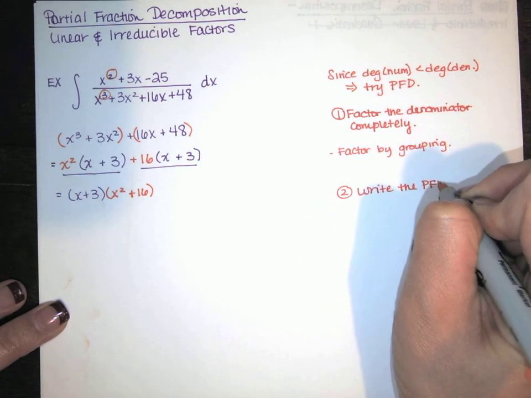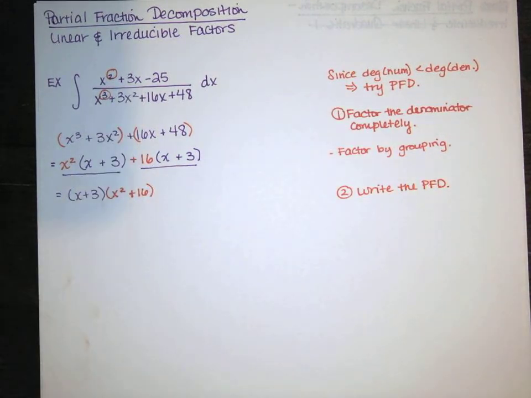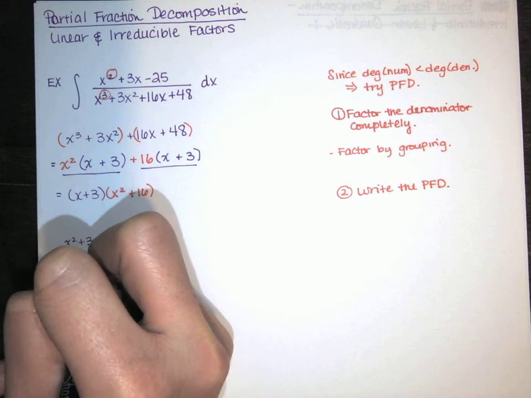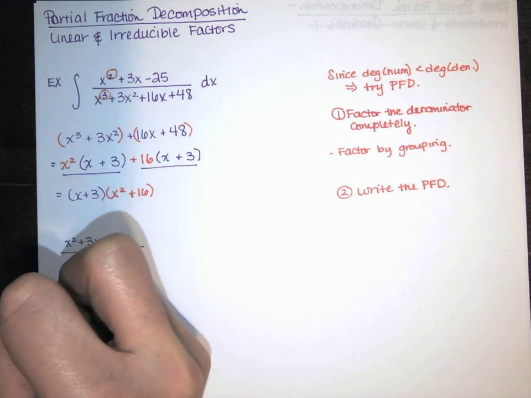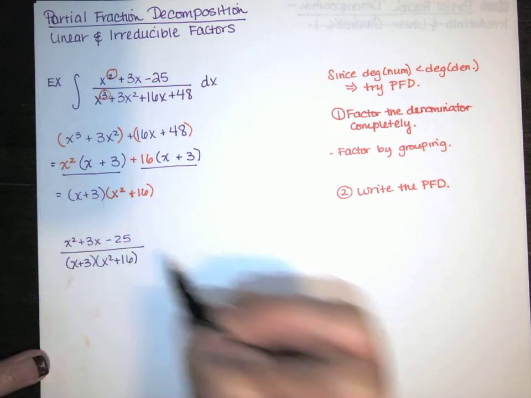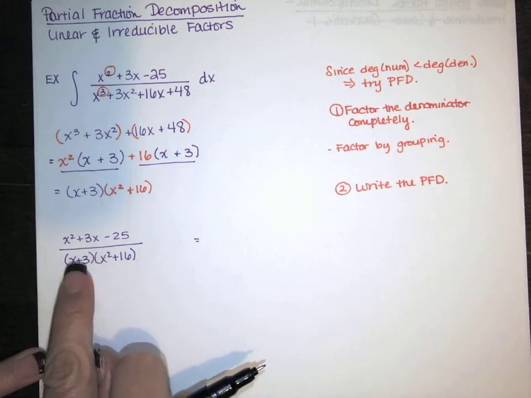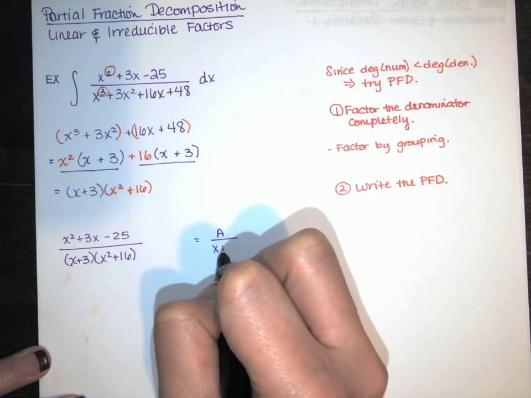So you're basically writing down the form of the PFD for this particular integrand. So we've got x squared plus 3x minus 25 all divided by x plus 3 times x squared plus 16. So I'm going to say this is equal to this over here. Since that's a linear factor, I'm going to have a constant over that linear factor there.